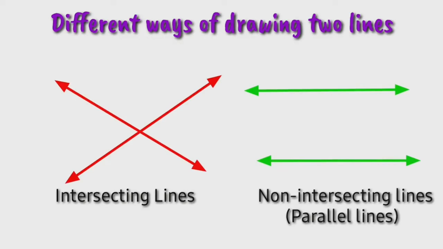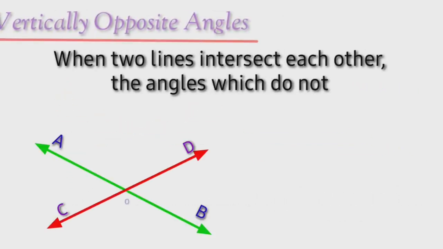See children, we can draw two straight lines in two different ways on a plane. One way is to make them intersect at one point. Another one as parallel lines. Am I right? First, let's discuss intersecting lines.